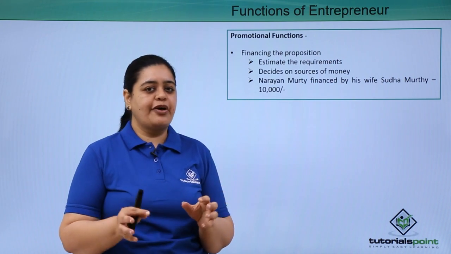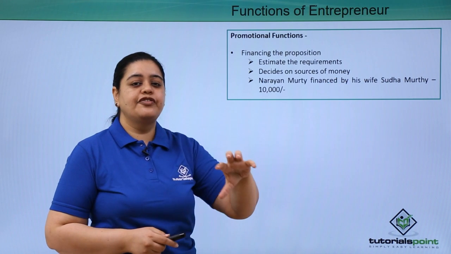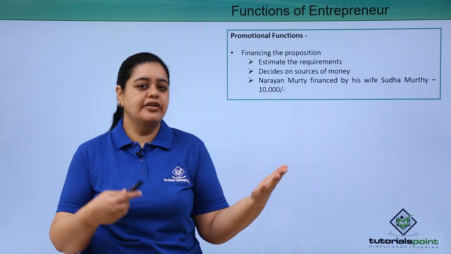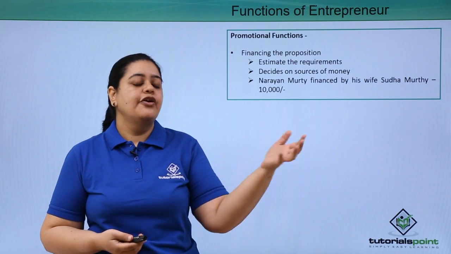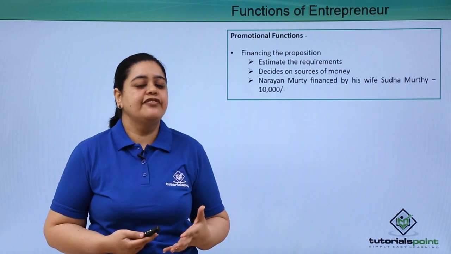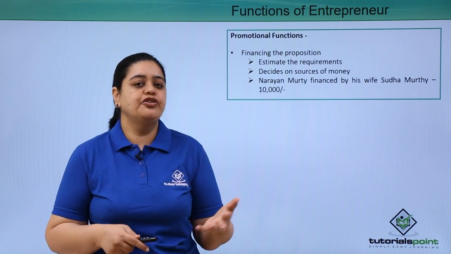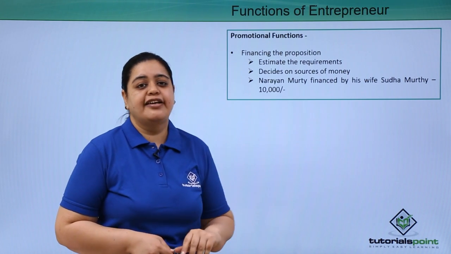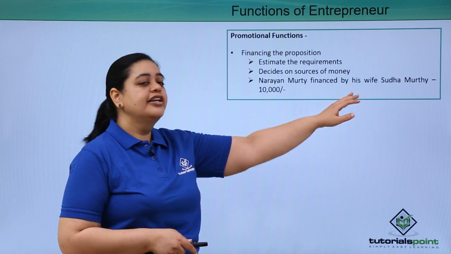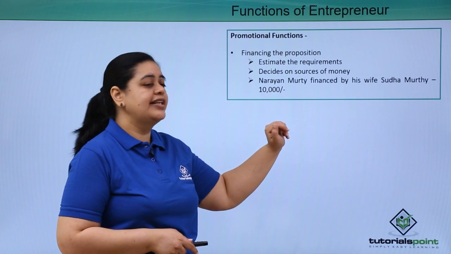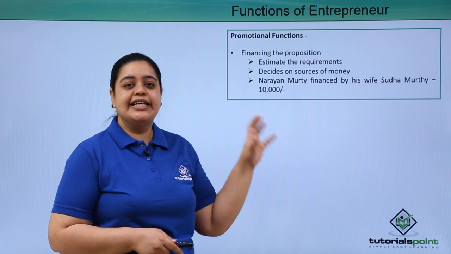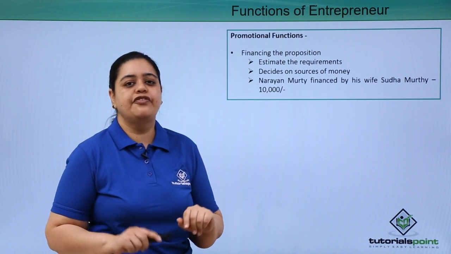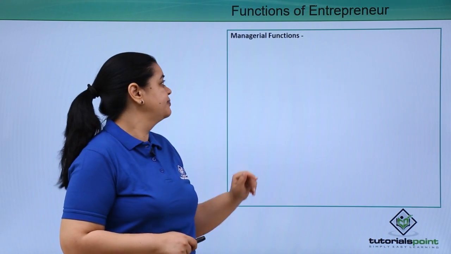You need to estimate the requirements of your finance and decide what would be the sources of money. It could be through seed financing, an investor investing in your business, a loan taken from a financial institution or bank, or it could be your own money. Just to give you an example, when Narayan Murthy started Infosys, he took his wife Sudha Murthy's money, rupees 10,000, and then he started Infosys. So you need to find out the sources of finance before you venture into a business.